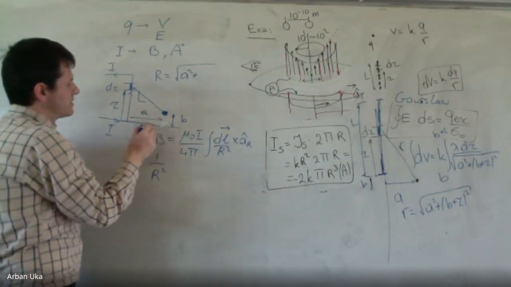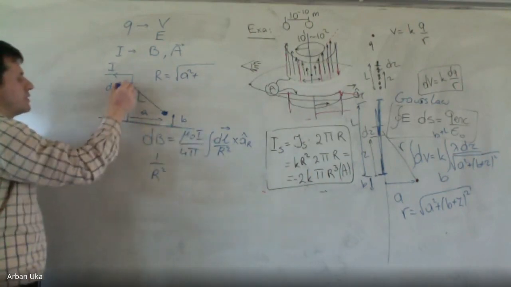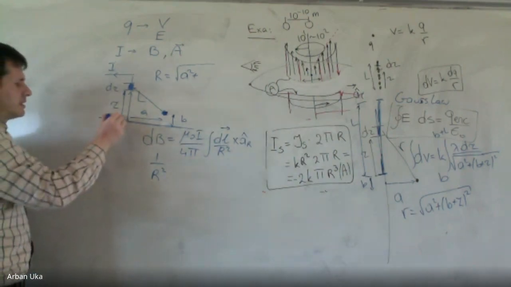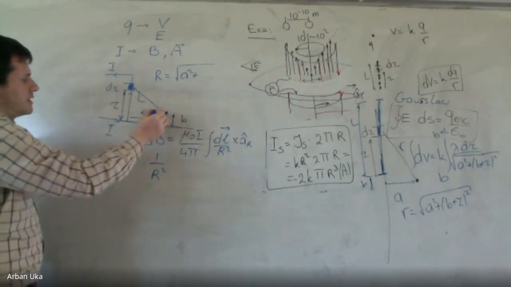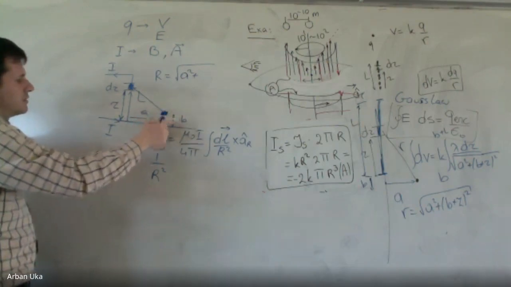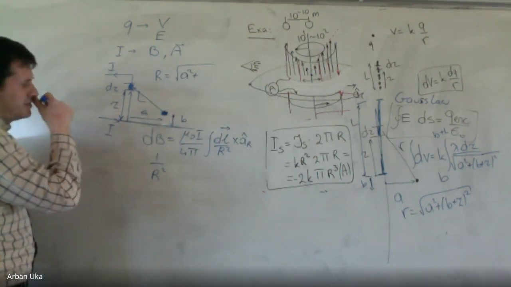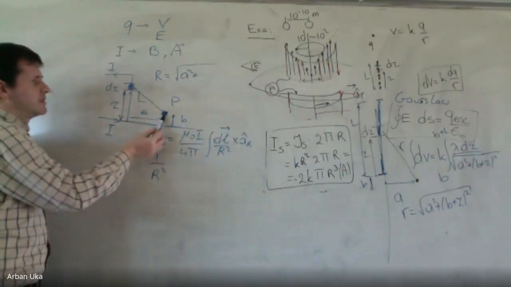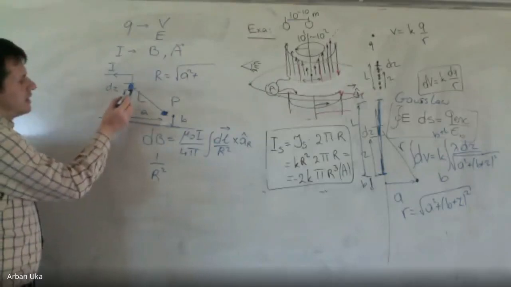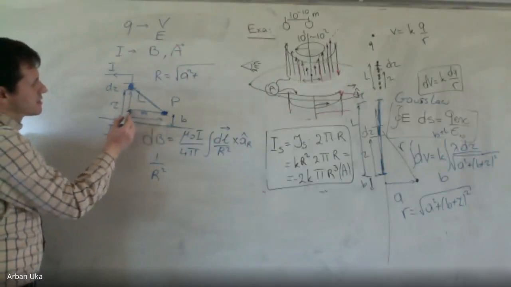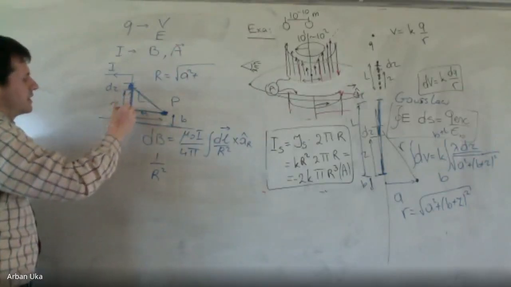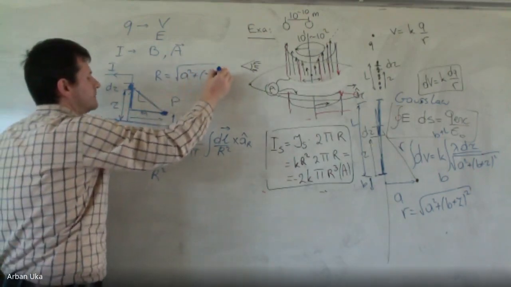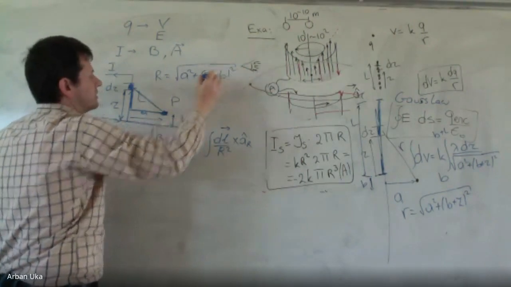We are assuming this is 0. This point where the current element is, it's at the height z. And this point, with respect to the 0, it's a height b. So this is the point P where we want to find the magnetic field. So how is this distance? It is this square plus this square, which means that this is z minus b squared.